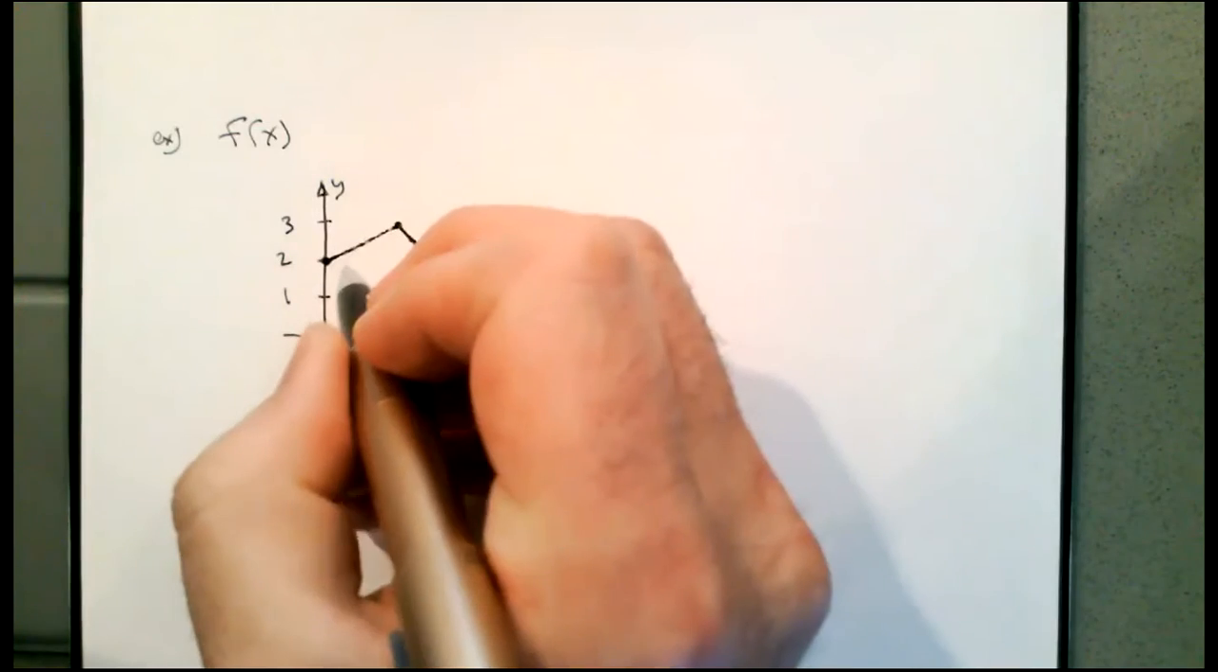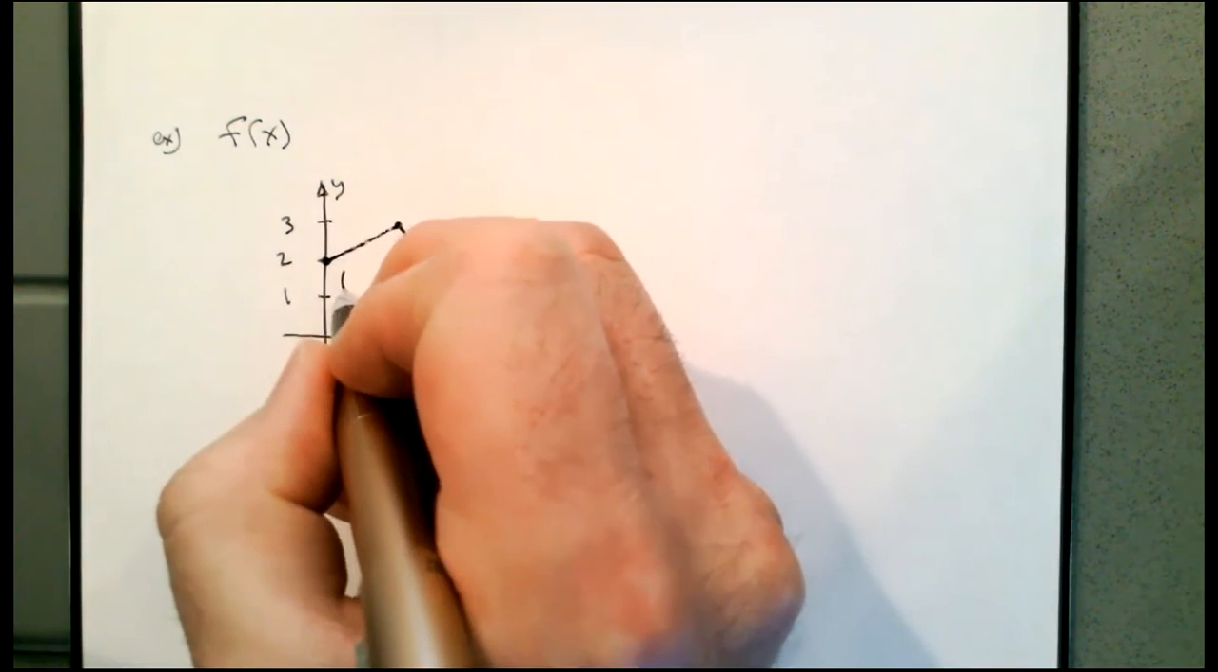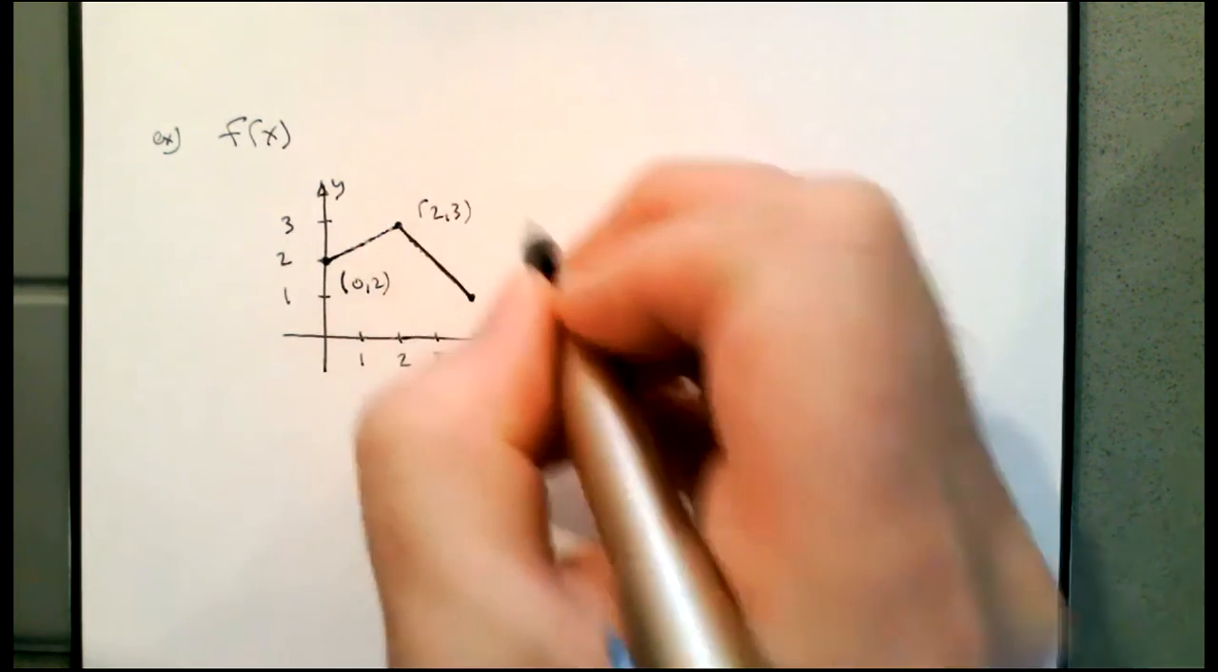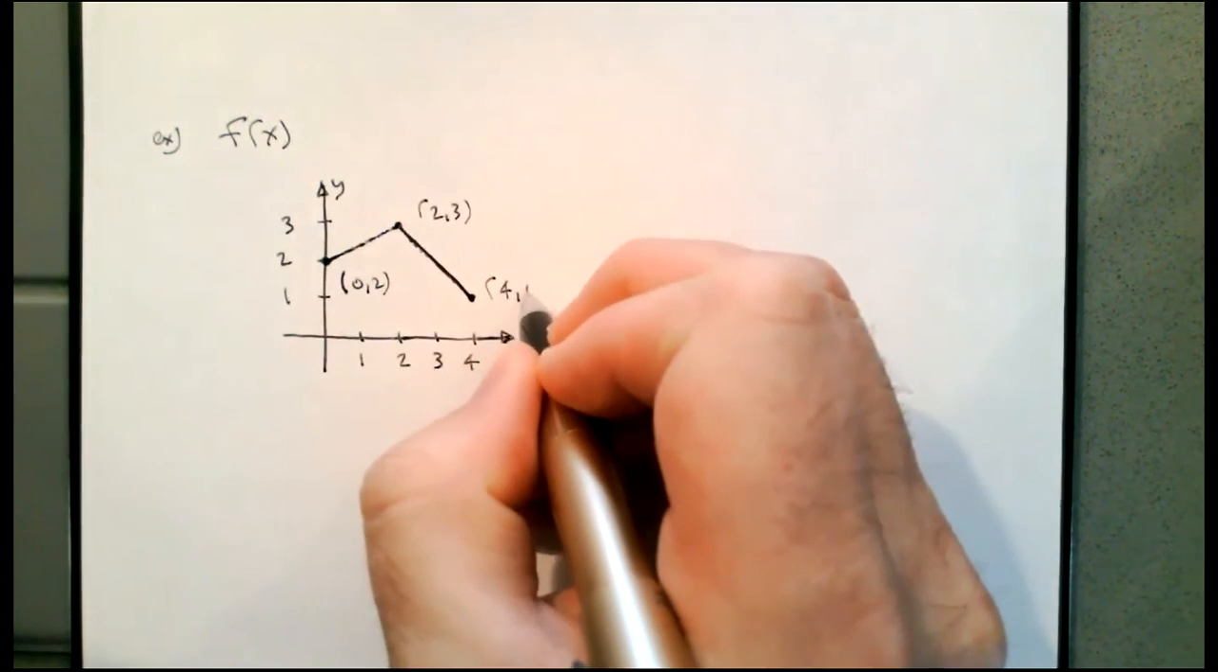Here's the graph of f of x. It's line segments connecting the points 0, 2, 2, 3, and 4, 1.